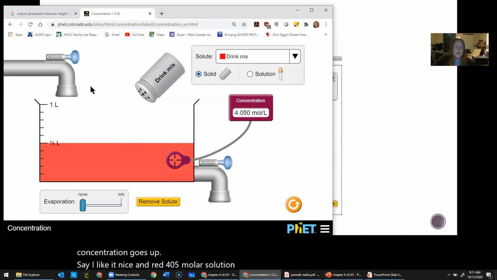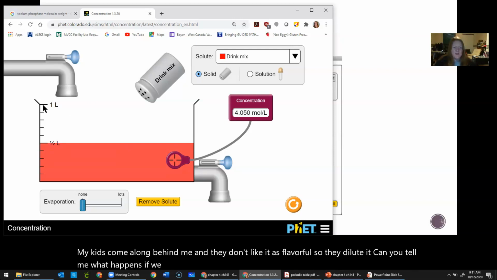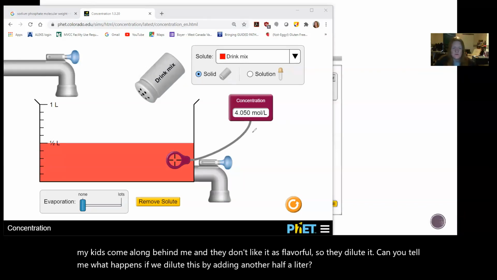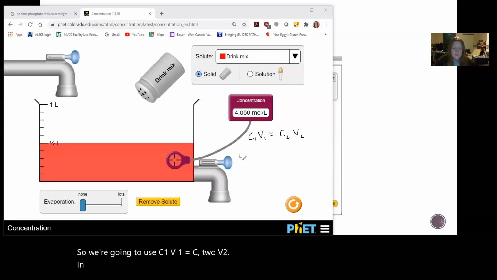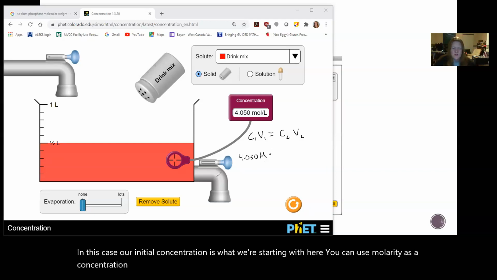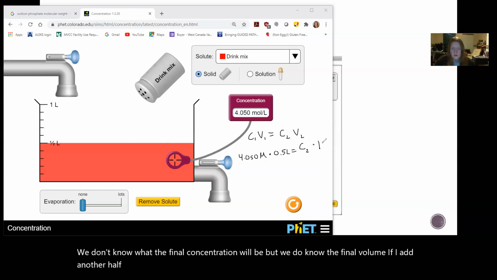That's great. But my kids come along behind me and they don't like it as flavorful, so they dilute it. Can you tell me what happens if we dilute this by adding another half a liter? So we're going to use C1V1 equals C2V2. In this case, our initial concentration is what we're starting with here. We can use molarity as a concentration unit. And our initial volume is half a liter. We don't know what the final concentration will be, but we do know the final volume, if I add another half a liter, is going to be 1 liter.